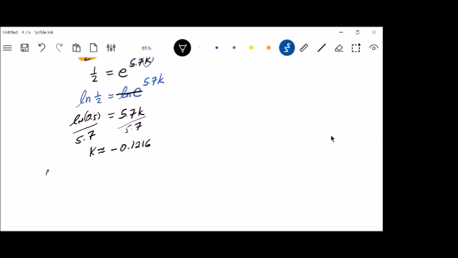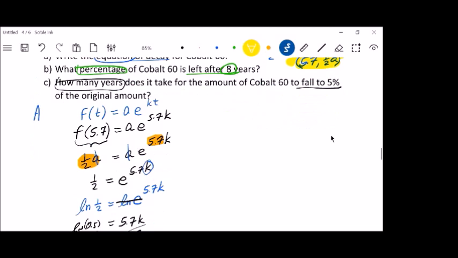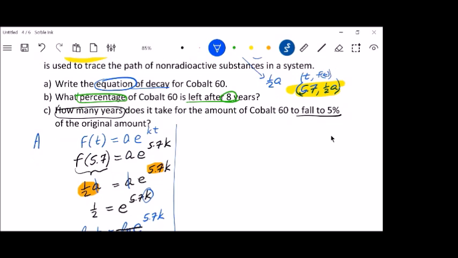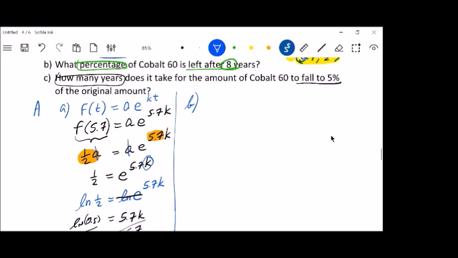So we get an equation, the answer to letter A above, is that the function of time is equal to the original amount, e to the negative 0.1216t. And then we will use that equation for B. So I am going to draw a line down through here, and we'll have some space for B to work with. So this was letter A that we worked out. Now let's do letter B.